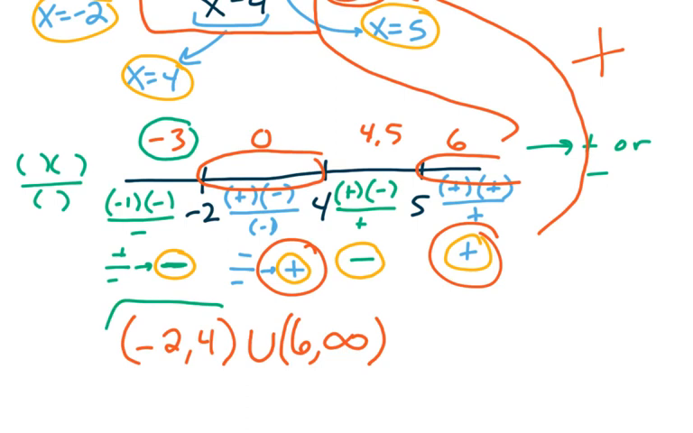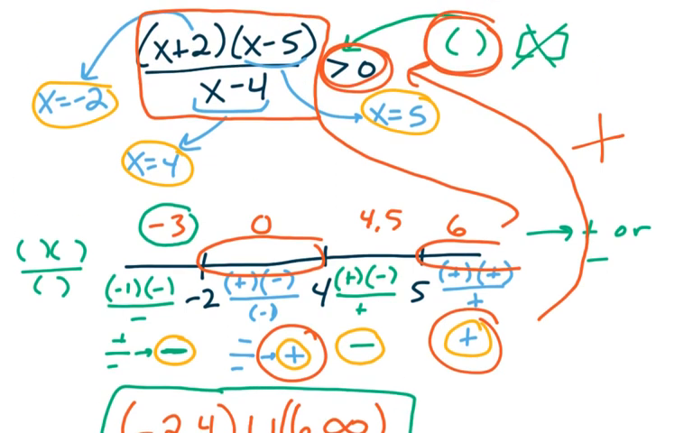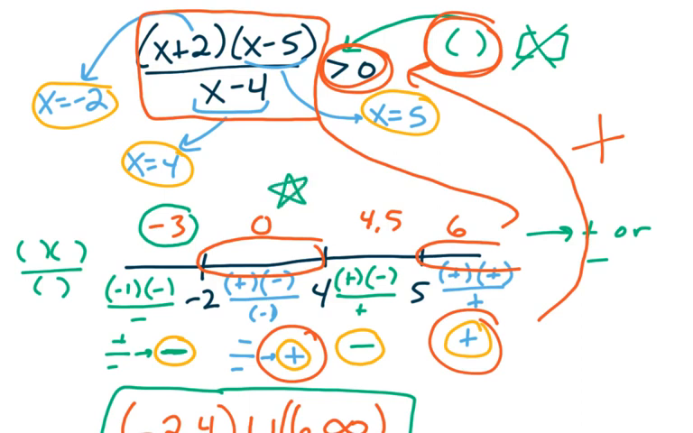Here's my final answer, folks. And there you go. Again, just to recap, the one big difference you do is you look at the bottom and choose that. Solve the bottom equal to 0 and add that to your number line. It will make a difference.